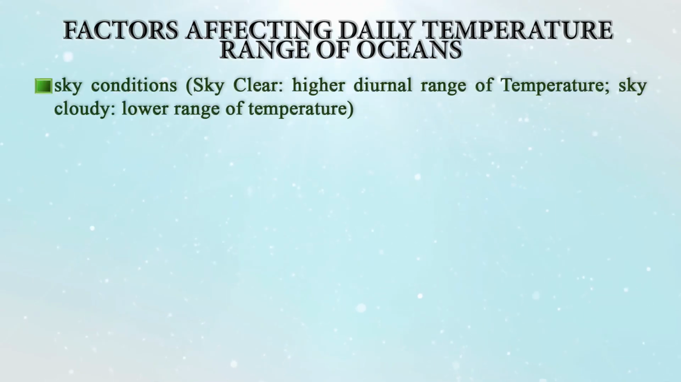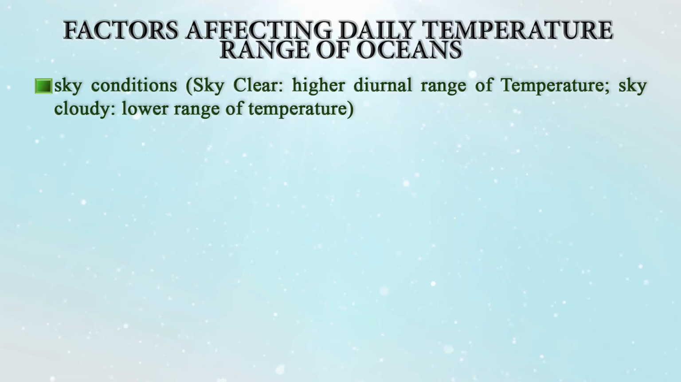So, sky conditions: when the sky is clear, there is a greater amount of incoming solar radiation coming onto the ocean surface and heating up the oceans, and a greater amount of heat is also lost through long wave terrestrial radiation when the sky is clear. So there is a high diurnal range of temperature when the sky is clear.